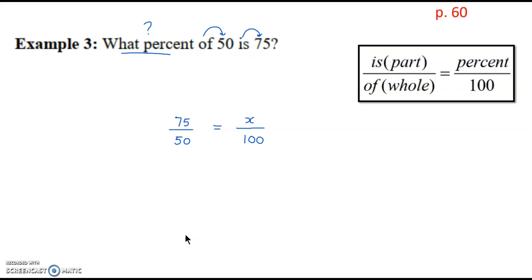Now you may be wondering, well, 75 is greater than 50. That's an improper fraction. Well, that's very true, but we can have percentages that are greater than 100%, and that's what we're going to get here when we solve.